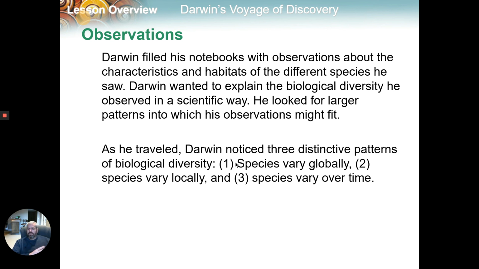We're going to go through this and see why the Galapagos were so important for Darwin's collection of the data he needed to eventually develop his theory of evolution. He filled his notebooks with lots of information, and a lot of that came from the Galapagos. He wanted to explain the biological diversity he observed in a scientific way.